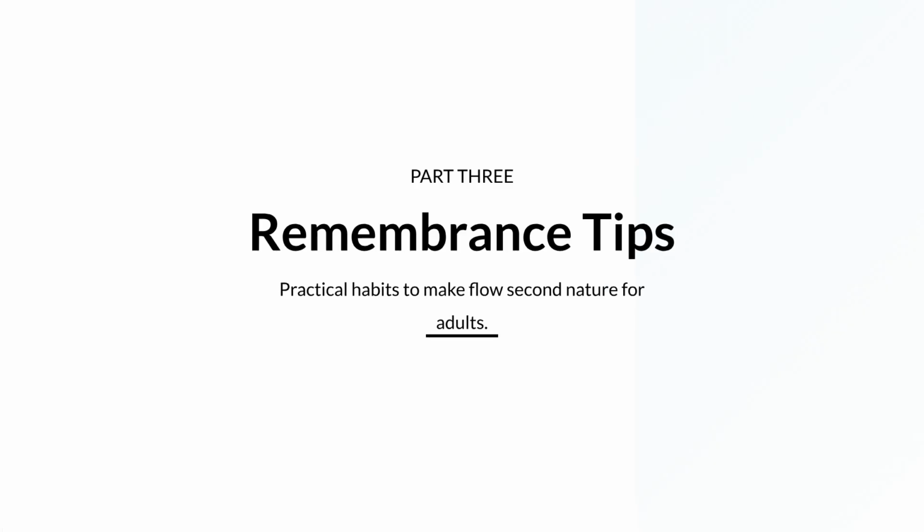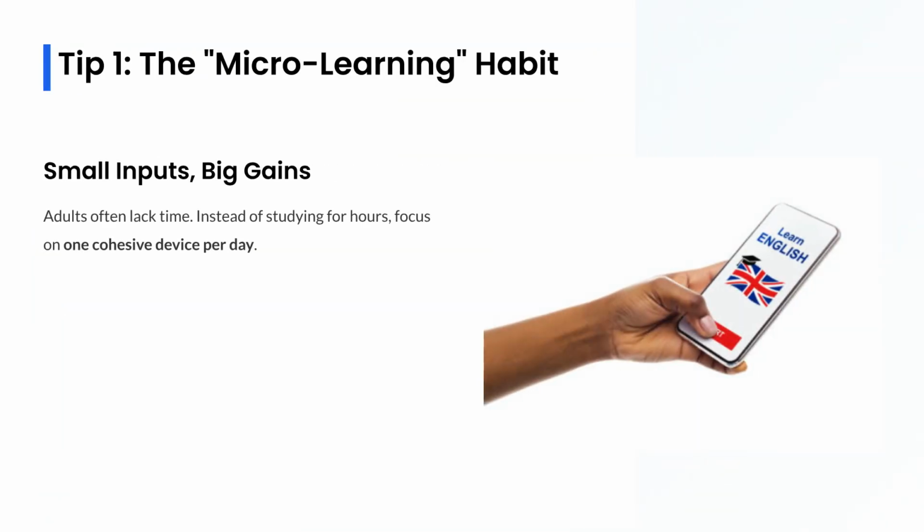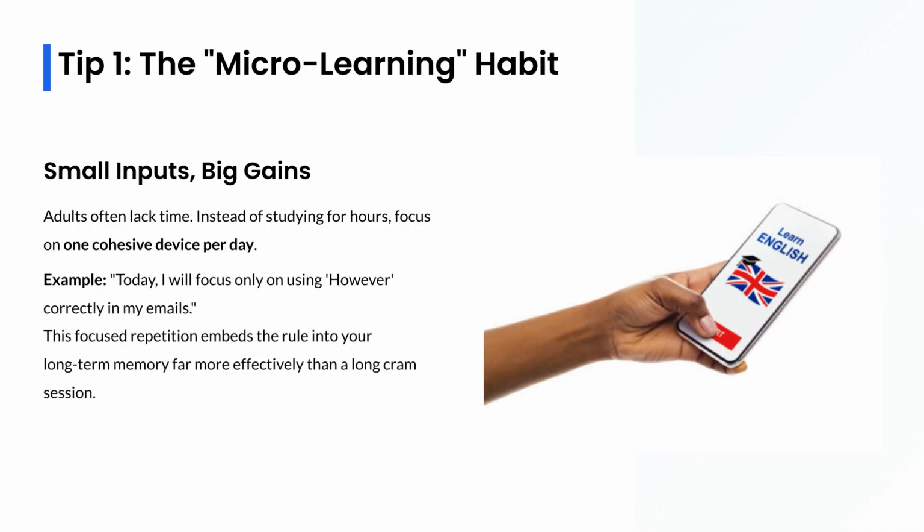We now begin part 3, remembrance tips. These are practical habits designed to make cohesion and coherence second nature, particularly for busy working professionals. Tip 1 is the micro-learning habit. Instead of long study sessions, focus on mastering one cohesive device per day. This concentrated practice embeds the rule into long-term memory more effectively.